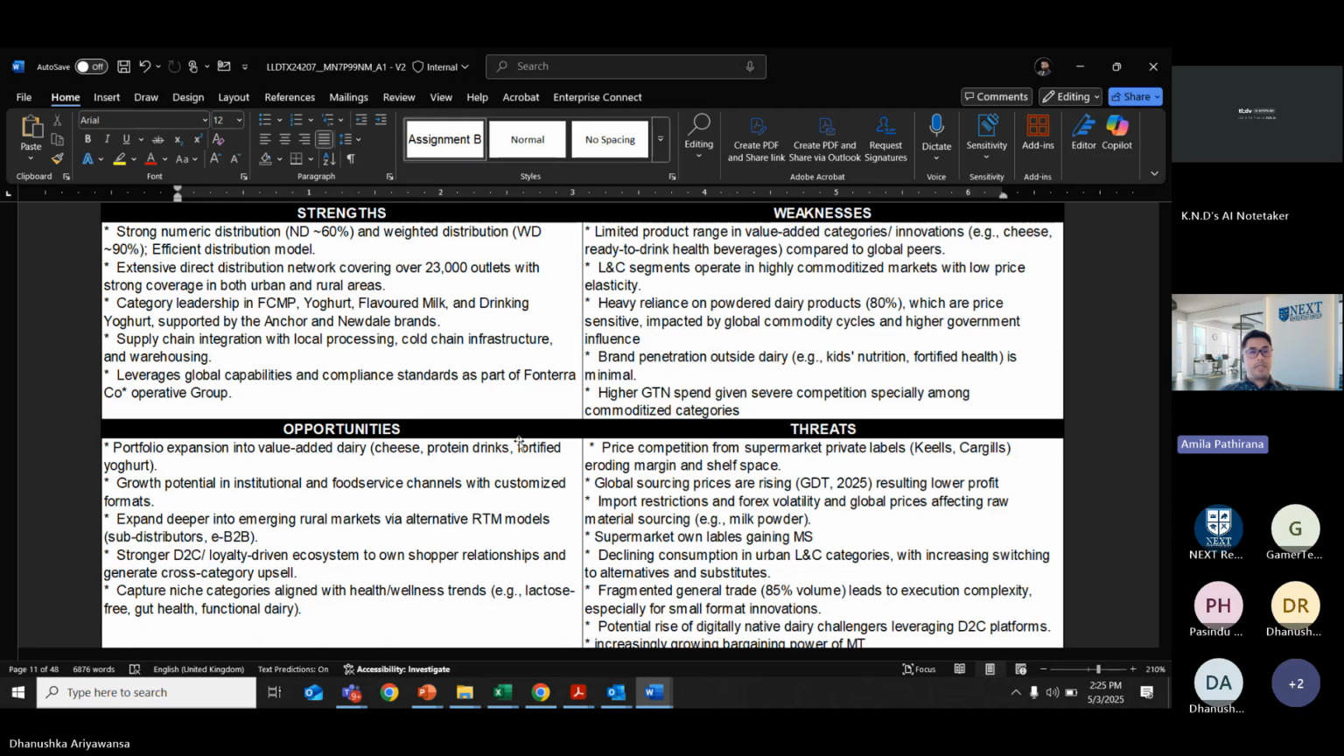Global capabilities comprehend as part of Frontier of supply chain integration. When you're saying something like supply chain integration with local processing, cold chain infrastructure, and warehousing, the thing I'm trying to point out is that if you can make it specific to Fonterra, say local processing, you have say 100 plants, out of the 100 plants you have directly 80% integrated, then it seems like a strength. Otherwise, that sounds a little bit generic.